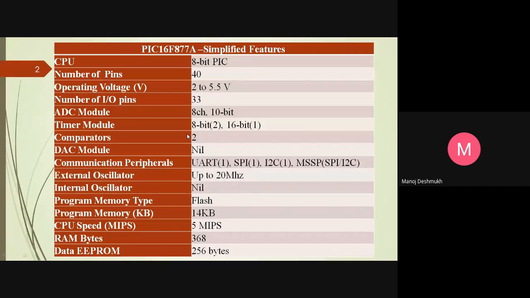Good morning. Yesterday we have seen the basics, that is the history and basic features of PIC microcontrollers, and we have compared some features with respect to the 8051 also, that is, a comparison between the 8051 microcontroller and the PIC16F877 microcontroller.